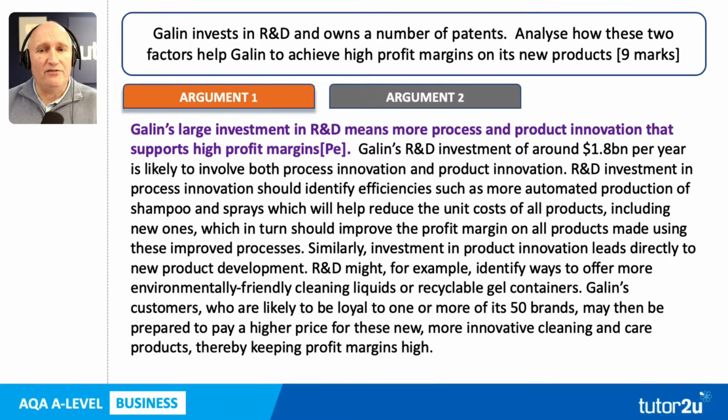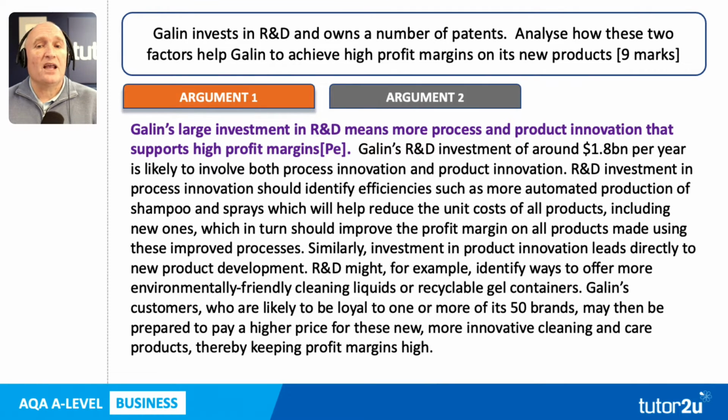So Galen's R&D investment of around about $1.8 billion per year is likely to involve both process innovation and product innovation. R&D investment in process innovation should identify efficiencies such as more automated production of shampoo and sprays, which will help reduce the unit costs of all products, including new ones, which in turn should improve the profit margin on all products made using these processes. So you can see how that process innovation might help improve margins on new products as well as existing ones.